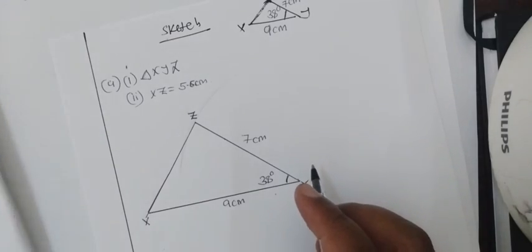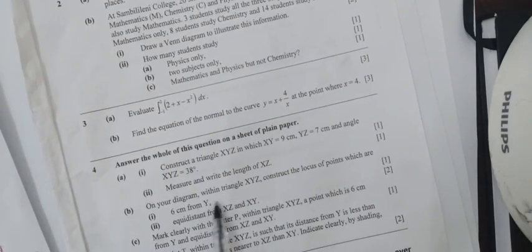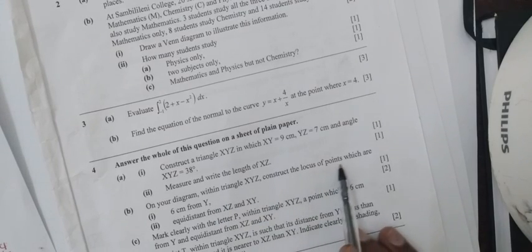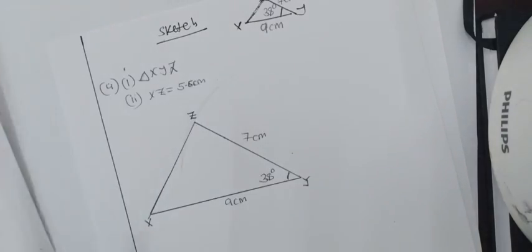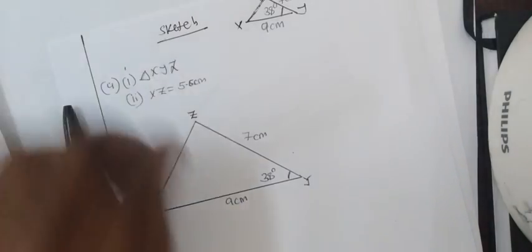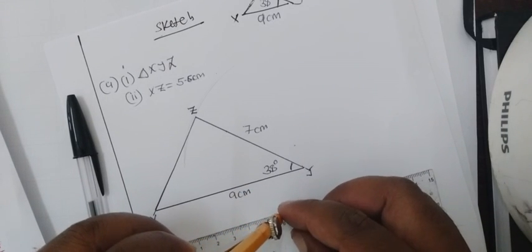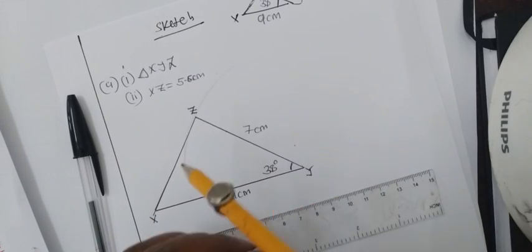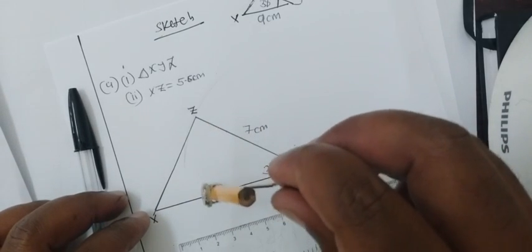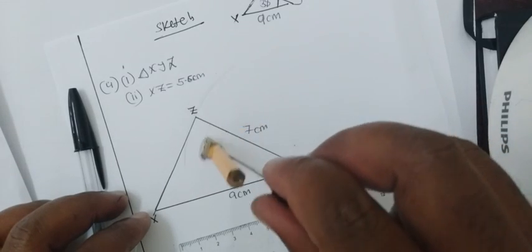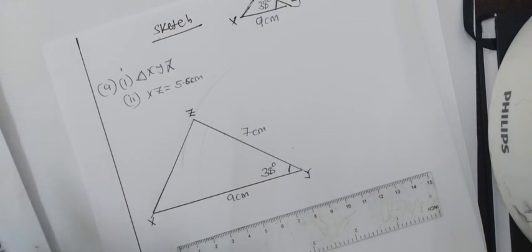Okay, so that's that. Then we go to the second one, part B. On your diagram and within triangle XYZ, construct the locus of points which are 6 centimeters from Y. So we are going to measure 6 centimeters. Okay, 6 centimeters, like that. Go to Y and create an arc inside. Just this. Okay, take note. It's supposed to be an arc.